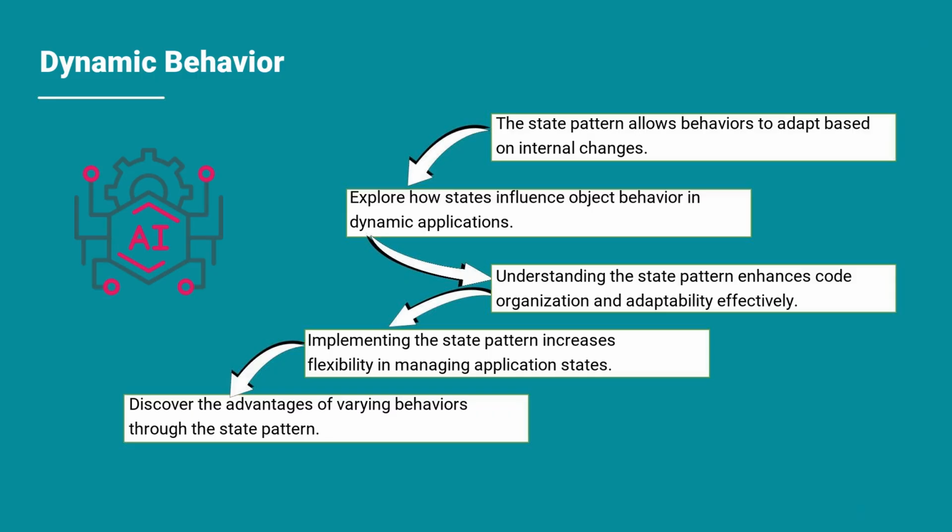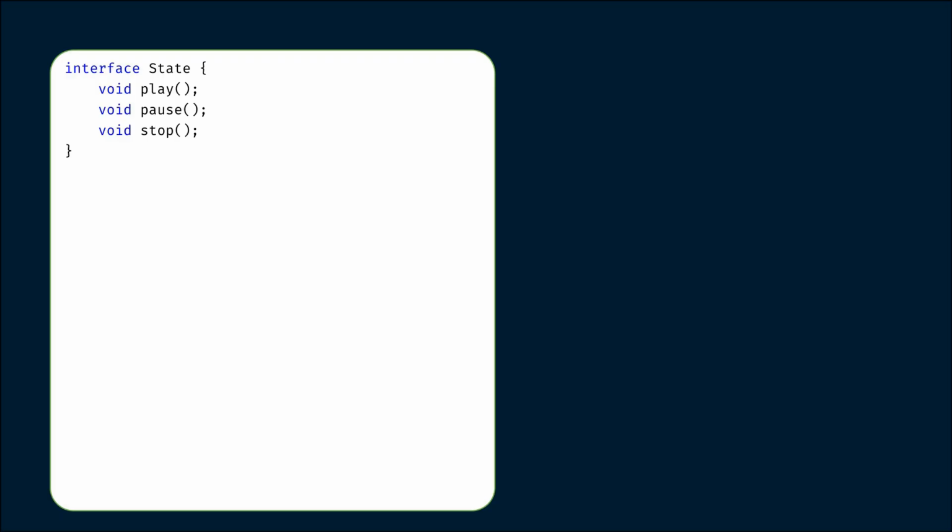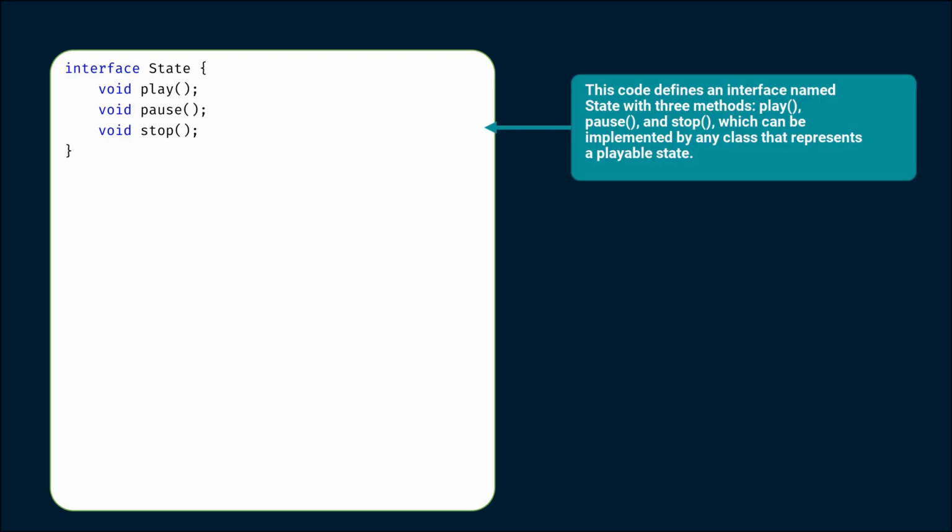Now we will talk about the state pattern, focusing on how it can influence an object's internal processes based on the mutation of its internal state. Now let's take a look at the state interface, which is a foundational component in implementing the state pattern for our media player.